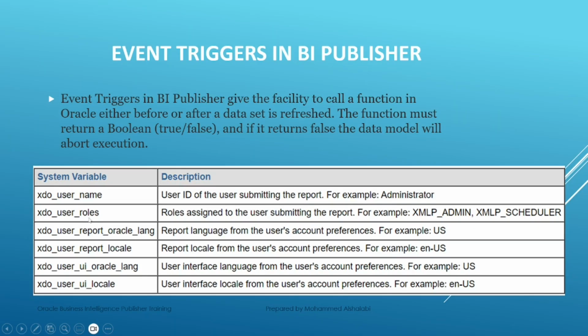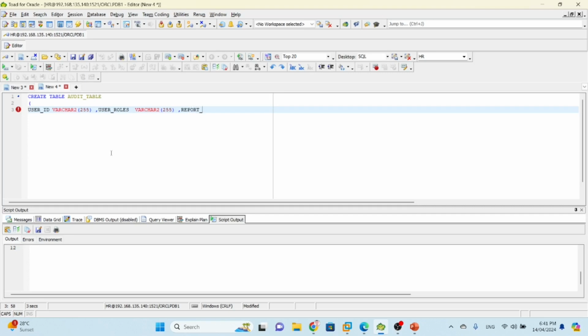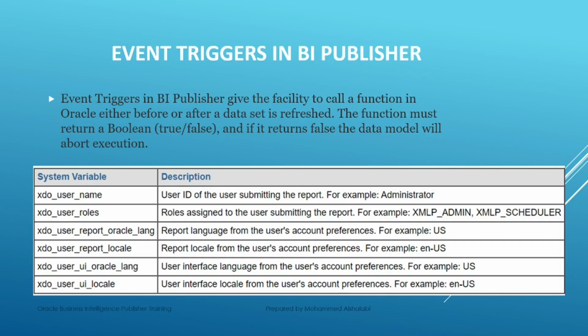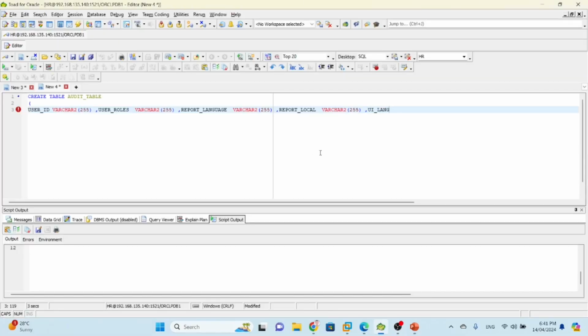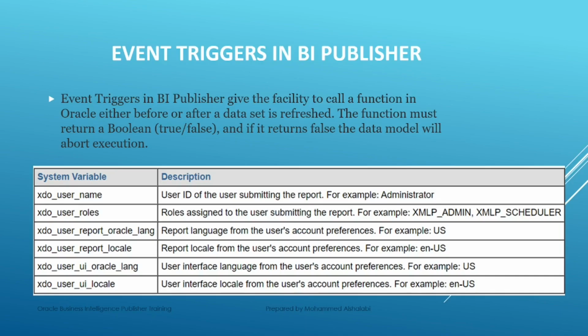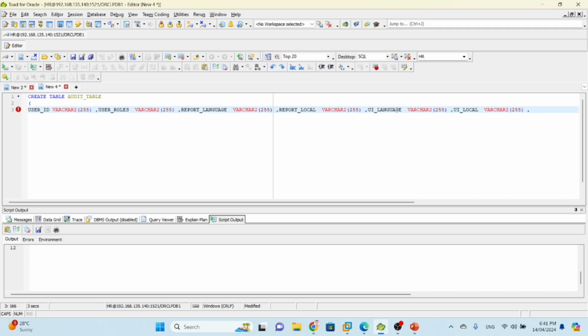Then I have here report language, varchar2. What else? Report locale, varchar2. UI language, varchar2. UI locale, varchar2. Okay. And I want to add the last column, which is date, for monitoring the user login date and time. Action date as date. Okay. Now we finish creating the table.